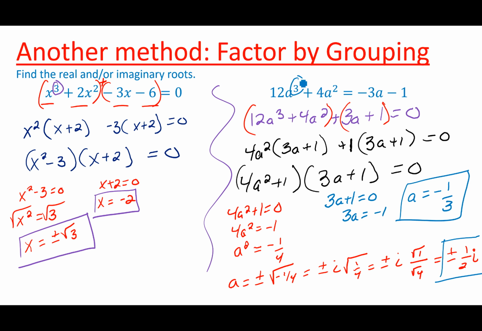So again, I started with a degree 3 polynomial, 12a cubed. So it tells me I had to have 3 solutions. One solution is a negative 1/3. 2 solutions are plus 1/2 i and then minus 1/2 i. All right, but doing this by grouping, as long as we have 4 terms, we can do it by grouping. If there's 5 terms, we can't do it. If there's 3 terms, we can't do it. Has to be set up in this way. But if it is set up in this way, it makes it real easy. We can just do our factor by grouping, put parentheses around 2 sets, and go.